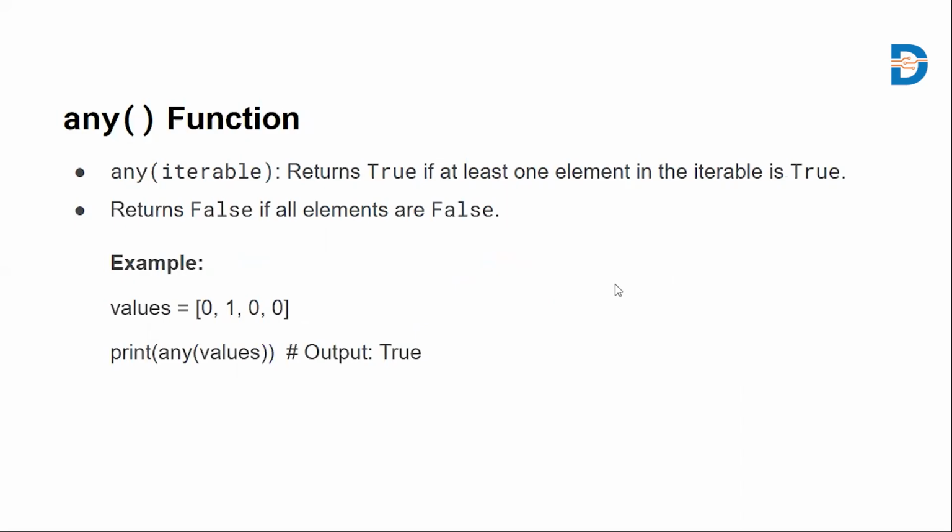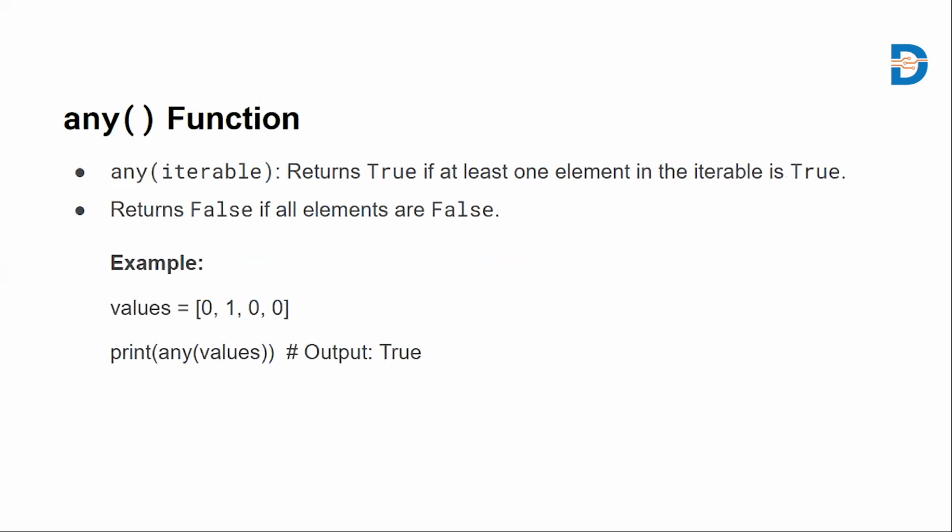Let's dive into the any function first. So here, any(iterable). This is the syntax to write the any function. This any function will return true if at least one element in that iterable is true. If all the elements are false, then it will return false.